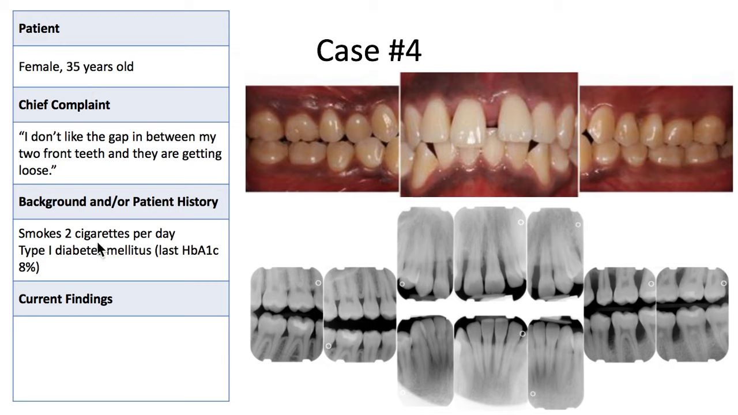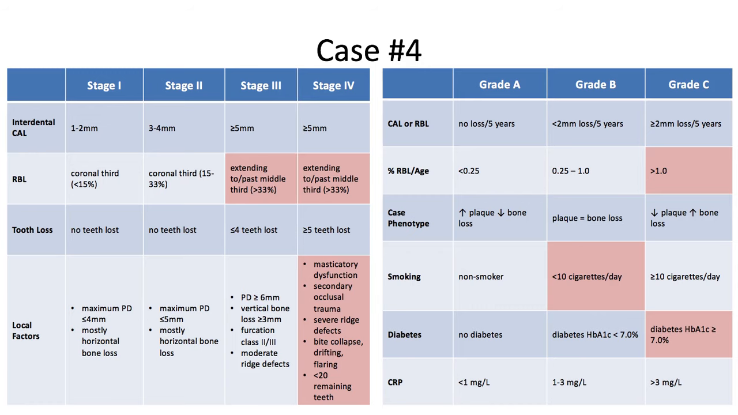So between the uncontrolled diabetes and the rate of her disease progression, more things are favoring grade C than grade B in this case. So for her, I'd classify it as molar incisor stage 4 grade C periodontitis.